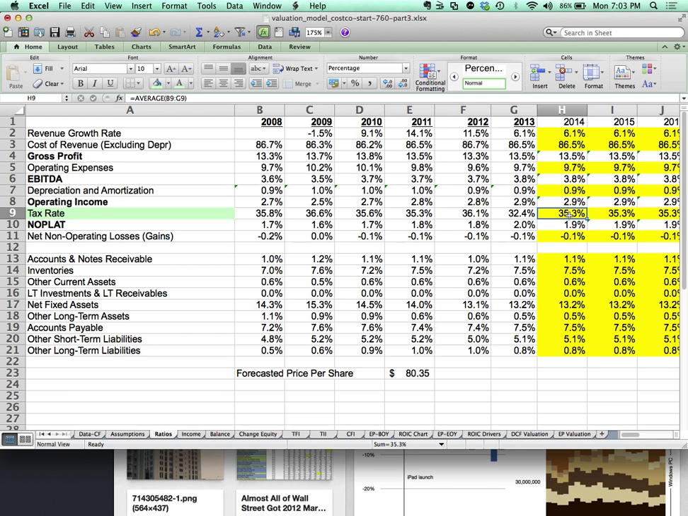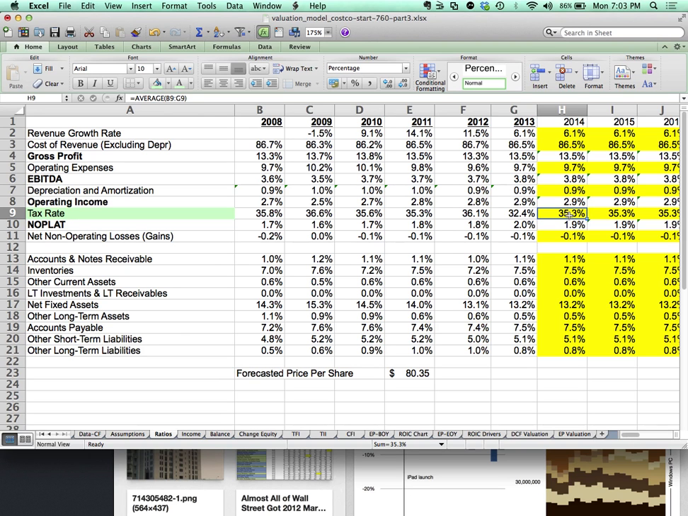Now, obviously, if we could do some more diligence and get closer to what the company thinks the tax rate should be going forward, that's the number we'd want. But I don't think it's going to be too far away from 35%, because one, that is the corporate income tax rate, and two, they don't seem to be paying a lot less than that. So I think that that's a reasonable tax rate for Costco going forward. So that was one of our assumptions.